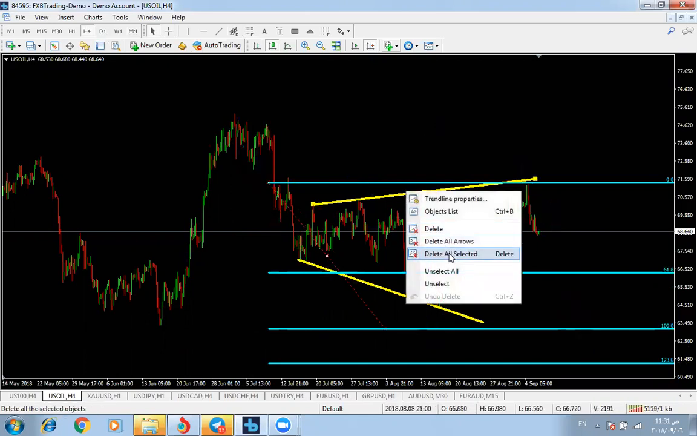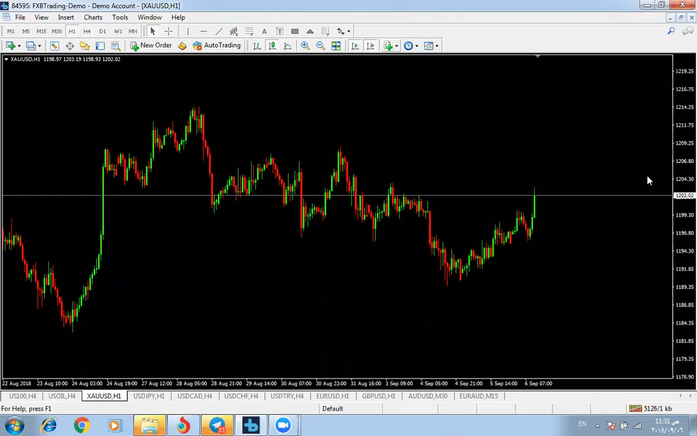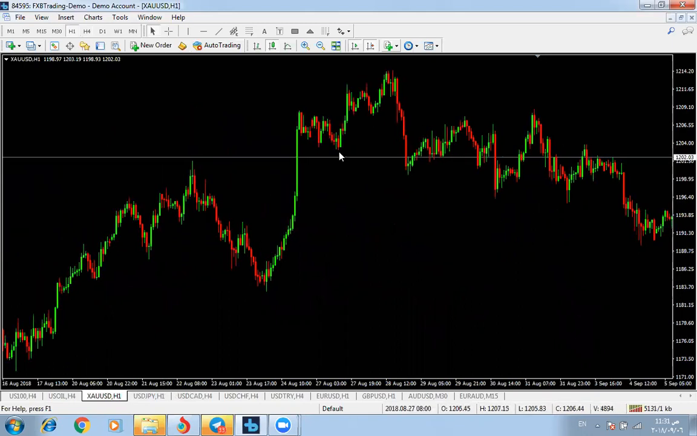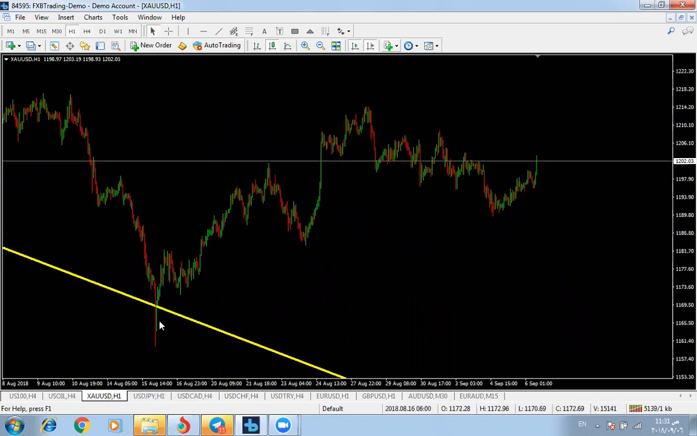Okay, let's move to gold. As we see from gold, I explained in the last video that gold has a corrective structure. This corrective structure is for wave 4, known as a zigzag. It's a clear zigzag at this place. This is A, this is B, and this is C.